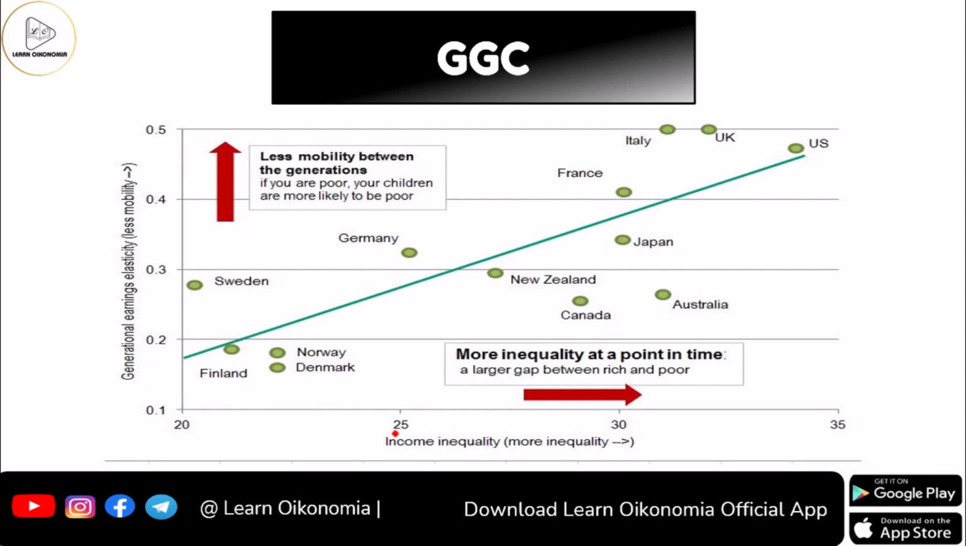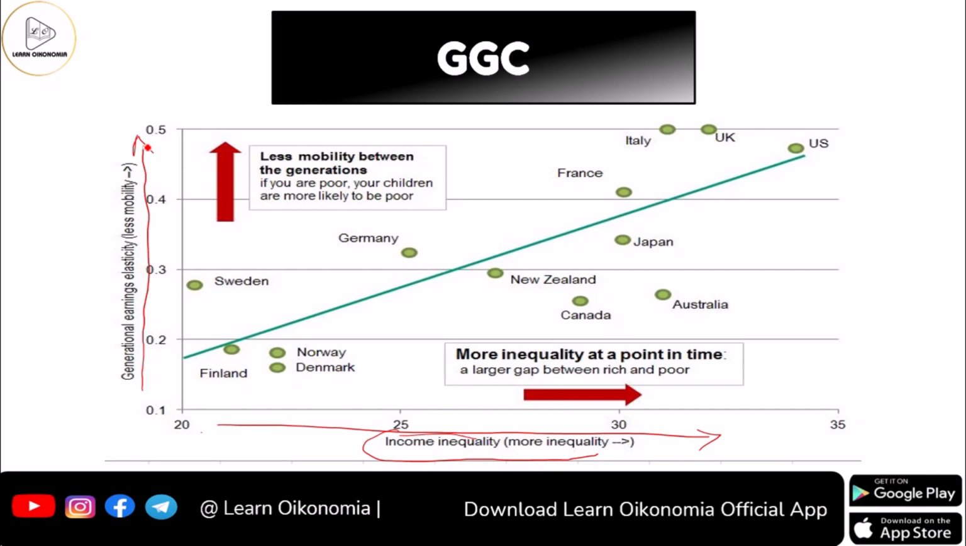Let's see what the Great Gatsby Curve looks like. You measure the income inequality along the x-axis, and you consider the generational earnings elasticity along the y-axis. You can see that from this point to this point, income inequality is increasing. And generational earnings elasticity is also increasing from this point to this point. This is how it goes, like every other curve.